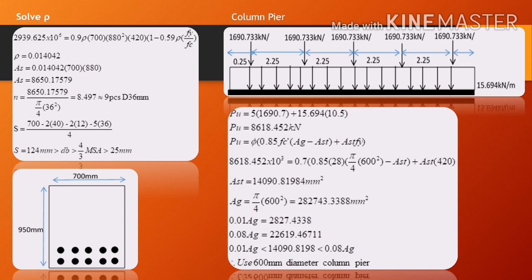The spacing required would be equal to 124 millimeters, which would be greater than dB, greater than 4/3 MSA, and greater than 25 millimeters. The final design for the column pier would be 700 by 950 mm with 9 pieces D36 mm reinforcing bars.